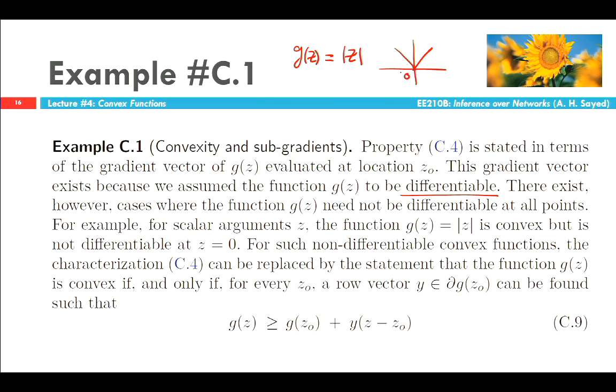So how do I define convexity in this case? The first definition is applicable, but I'm talking about the second property that involves bounding the function from below by a hyperplane where the gradient vector used to appear here. But now, if this point z0 happens to be a point where the function is not differentiable, right, what relation would I use instead of that, okay?